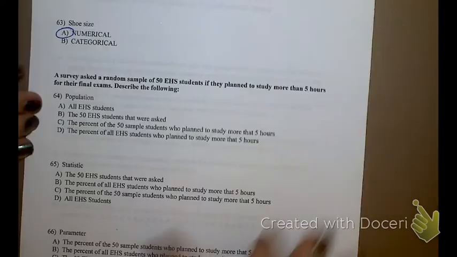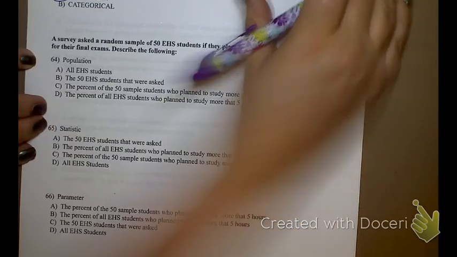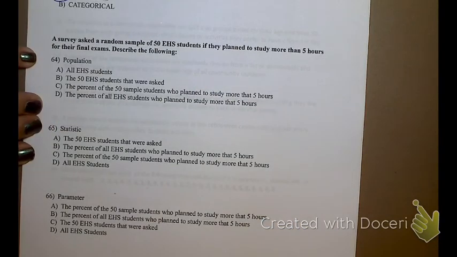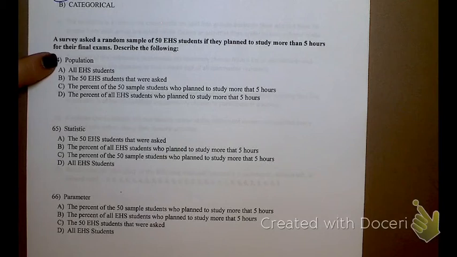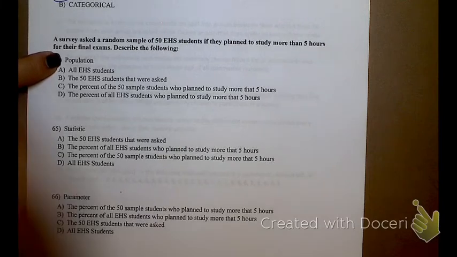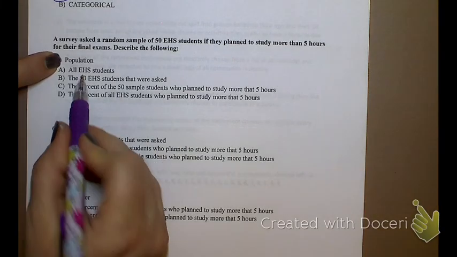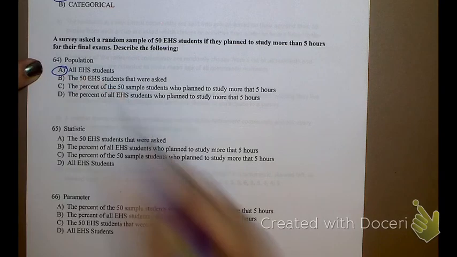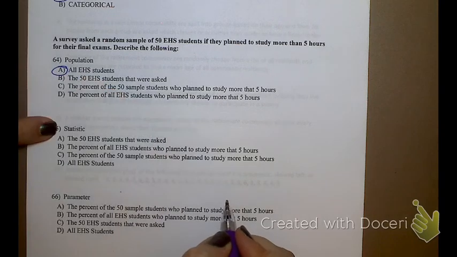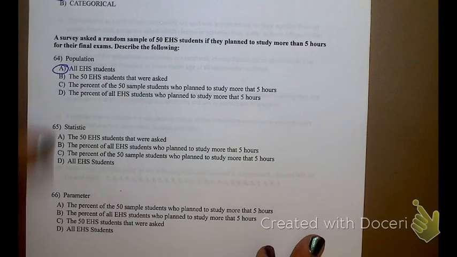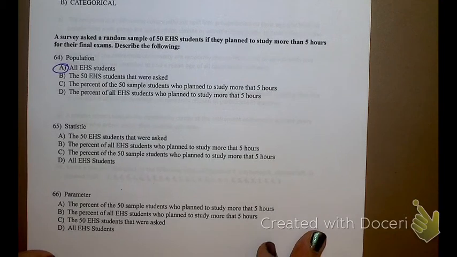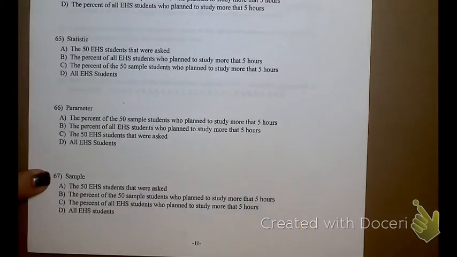Okay. All right, a survey asked a random sample of 50 EHS students if they planned to study more than 5 hours for their final exams. Describe the population. What's the population? All EHS students. What is the statistic? I'm actually going to skip over that one because I like to do the sample right after the population. So if the population is all EHS students, what's the sample? The 50 students that were asked, correct?